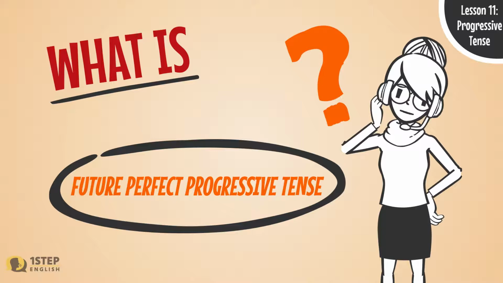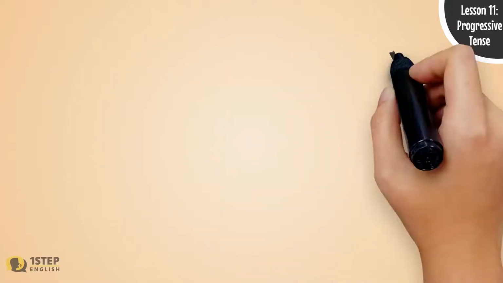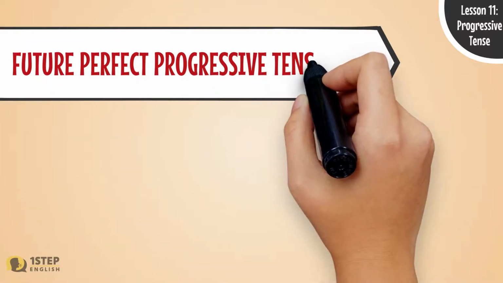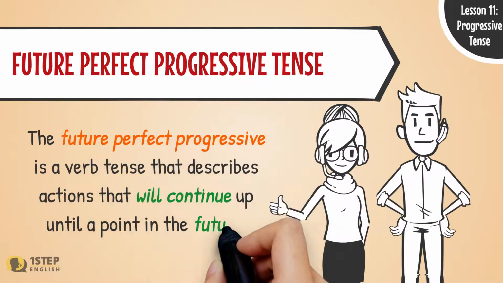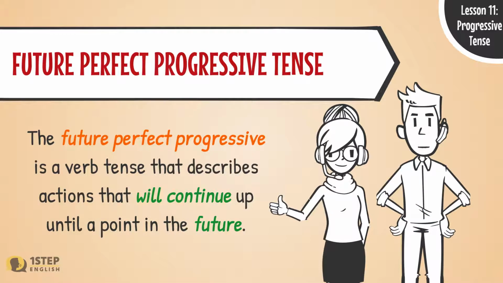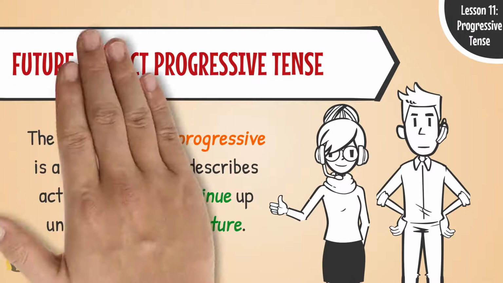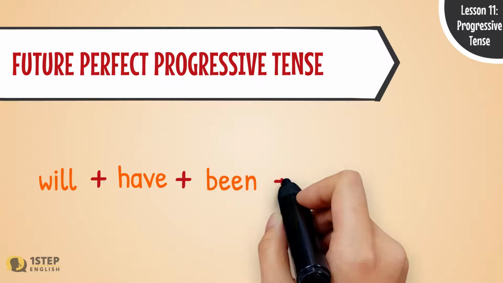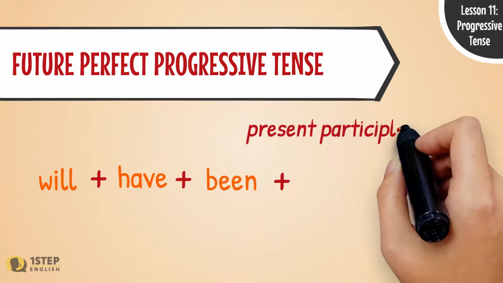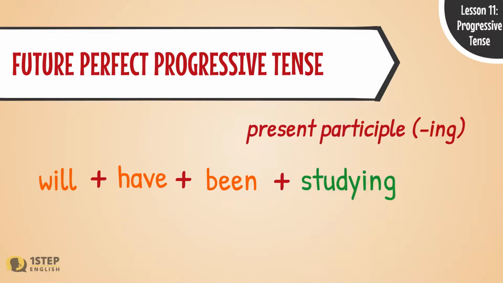What is future perfect progressive tense? The future perfect progressive tense describes an action that will be in progress in the future. Form the future perfect progressive tense by using will plus have plus been plus the present participle form of the verb: studying, will have been studying.